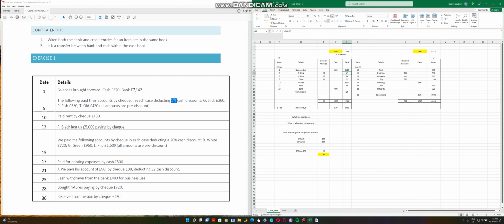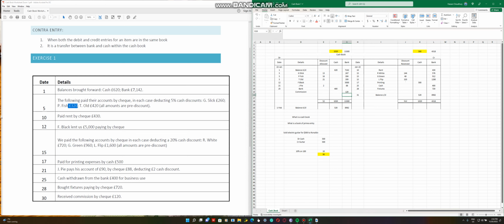And 247 is 260 minus the discount amount. So he's only paying us 247 and the rest is discount. So you see how 260 is broken down into 247 over here and 13 as the discount. Same, we've done that for P-Fish, 5% for 320, and the rest we record over here as a difference, 320 minus the discount, which is 16. Okay, now why are we recording it on the debit side? Again, because we're getting money from them.